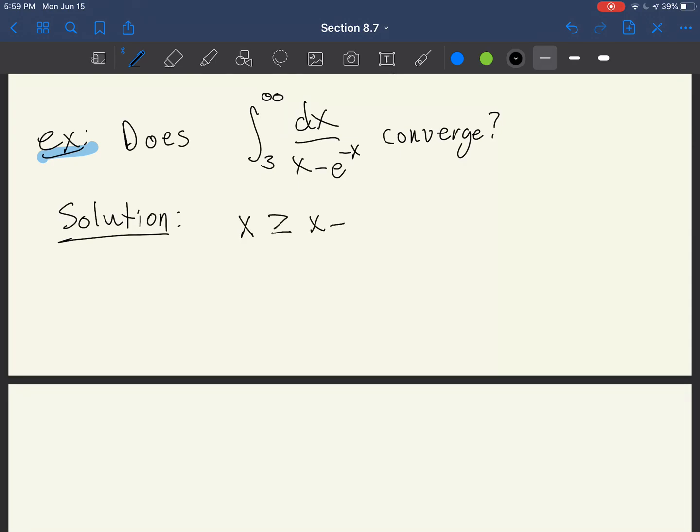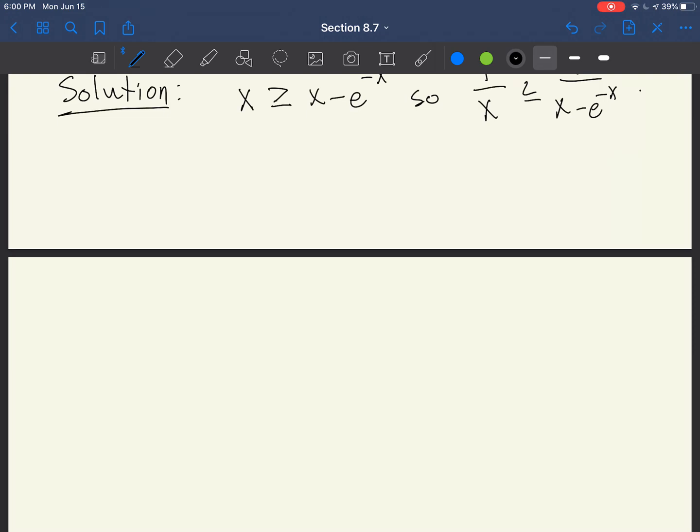Okay, so we want to compare this. First thing we know, x is definitely bigger than or equal to x minus e to the negative x. E to the negative x is always positive, so we're subtracting off something from x. Take the reciprocal of both sides. When you do that, you have to flip the inequality. You get 1 over x is less than or equal to 1 over x minus e to the negative x. Okay, so we bounded this by something below. So hopefully 1 over x will diverge so that we can say this also diverges by the direct comparison test.